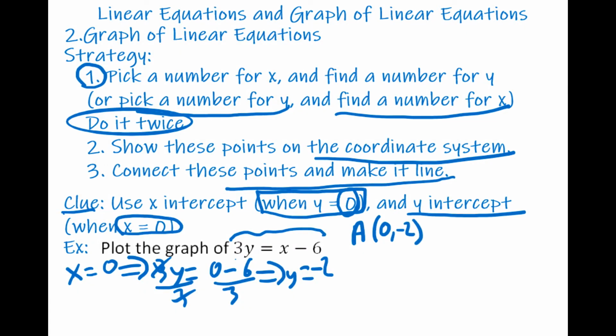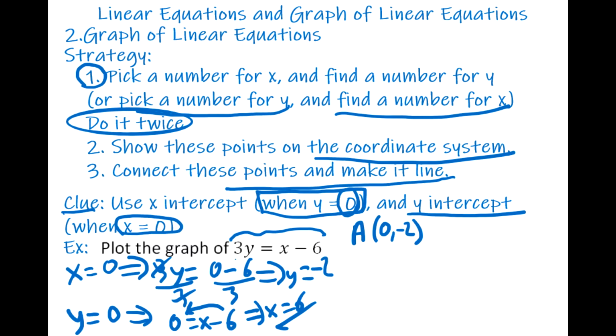And for the second point, I want to pick at this time 0 for y. If y is 0, then 3 times 0 is 0. 0 is x minus 6. Send this negative 6 to the left. So it's going to be positive 6. So x is positive 6. That means I get the second point. So let me say this is point B. And when x is 6, y is 0.